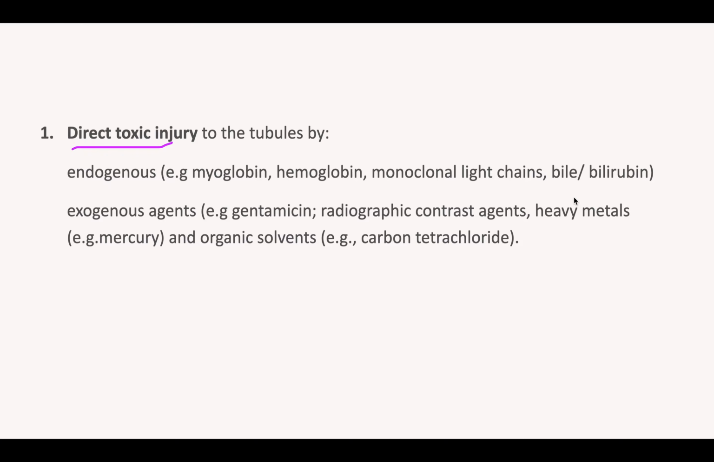Now direct toxic injury, because of any endogenous or exogenous agents, can cause injury to the tubules. Endogenous agents such as myoglobin, if the patient is in rhabdomyolysis, then hemoglobin, bile, these can also cause injury to the tubules. Then exogenous agents, that means the things we are taking from outside, such as gentamicin, radiographic contrast agents, mercury, carbon tetrachloride, these are known to cause toxic injury to the tubules.